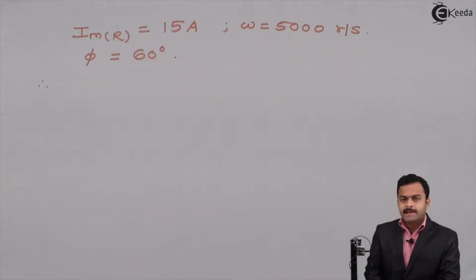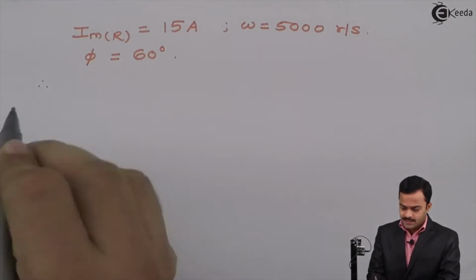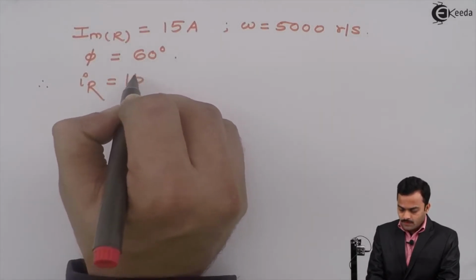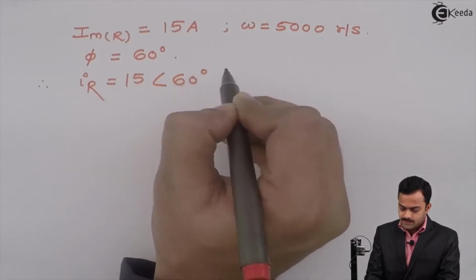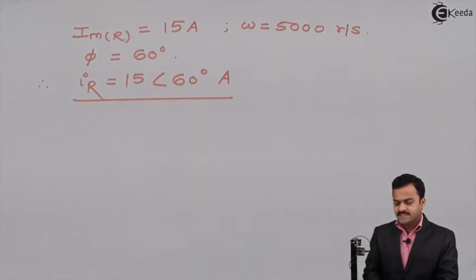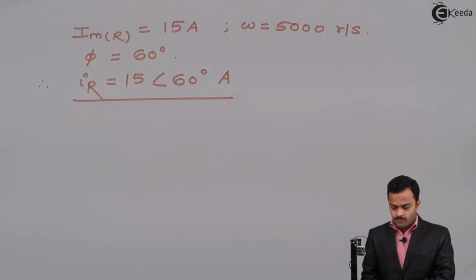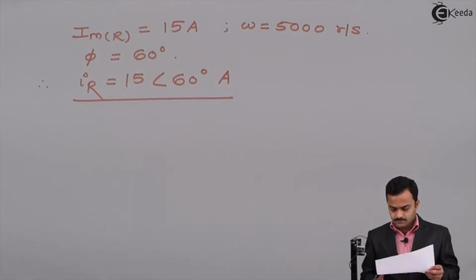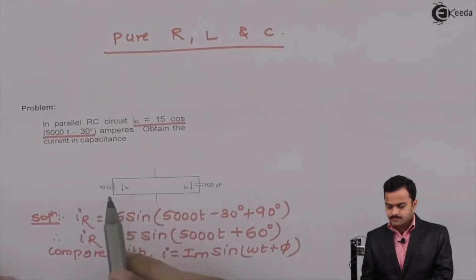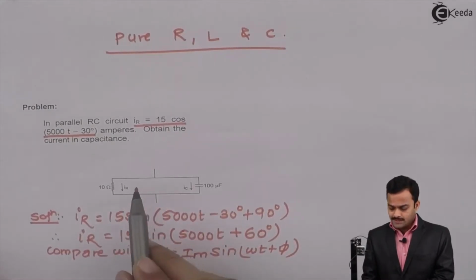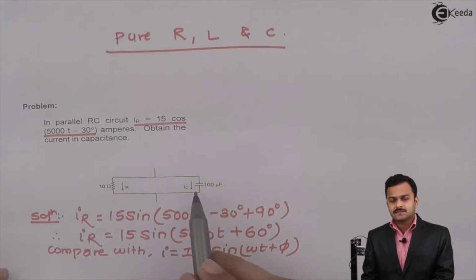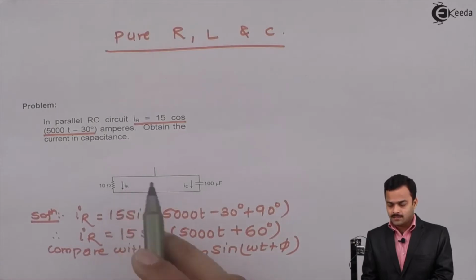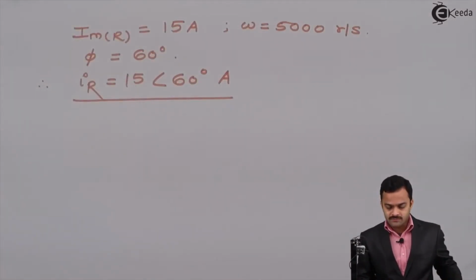So that instead of dealing with the equation of a current, I can say IR is nothing but 15 at an angle 60 degrees ampere. Simply, I have converted the equation to a phasor. Now, how to solve? It is a parallel circuit. In a parallel circuit, the voltage across the resistance and the voltage across the capacitance remain the same. I know the resistance is 10 ohm, and I know this IR, so I can get the voltage of this circuit.